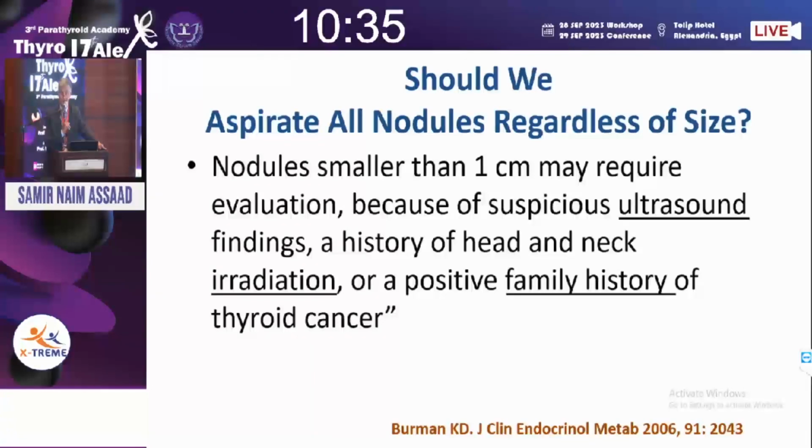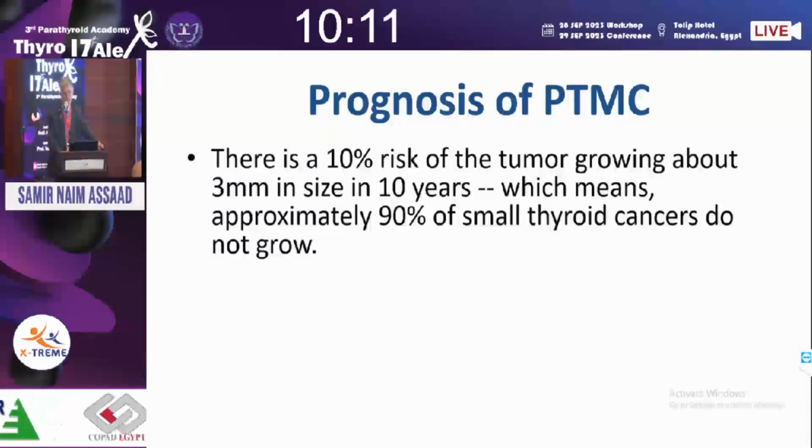Unless you have high suspicion by ultrasonography, microcalcification, irregular border, or history of irradiation. So remember the three. If you've got any of the three, please do biopsy these patients. Otherwise, don't put a needle in a nodule less than 1 centimeter. What about the prognosis? The risk of growth of 3 millimeters over 10 years is 10%. So it means that approximately 90% or more of these microcarcinomas do not grow.